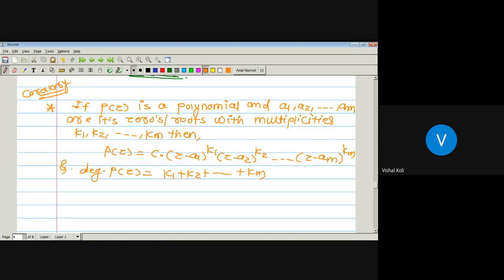Okay, so if p of z is any polynomial and a1, a2 up to am are the roots of this polynomial with multiplicities k1, k2 up to km, then we have to prove that p of z is nothing but c into z minus a1 to the power k1 into z minus a2 to the power k2 up to z minus am to the power km, and the degree of p of z will be k1 plus k2 plus up to km, where c is any constant.